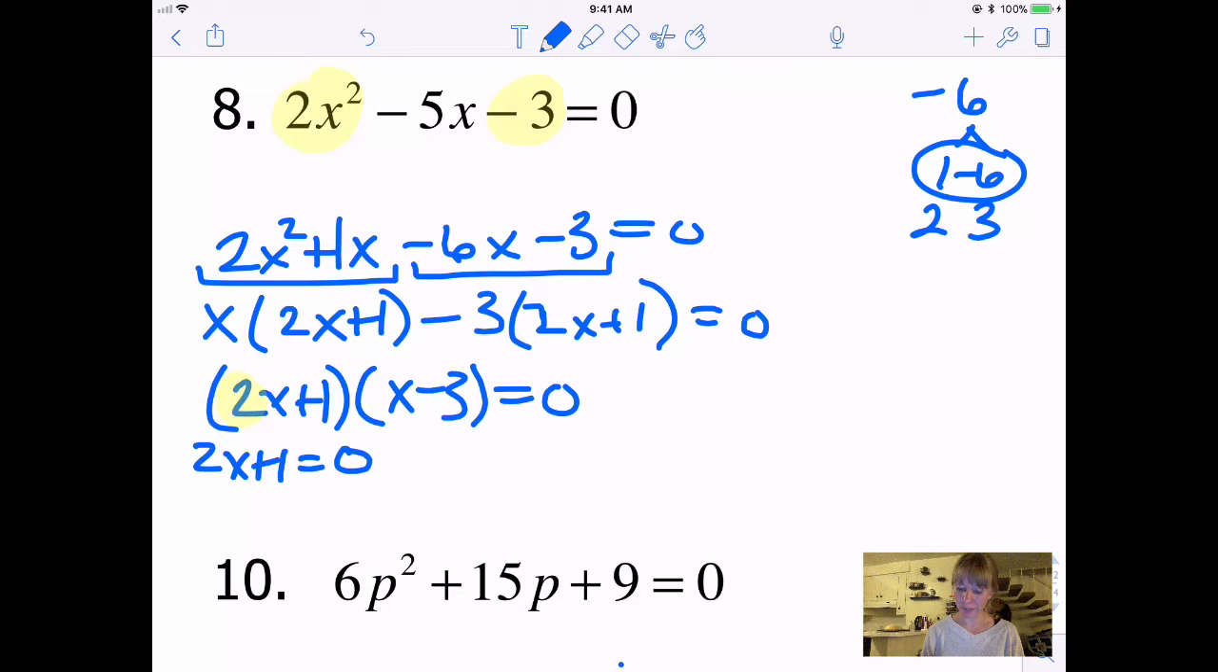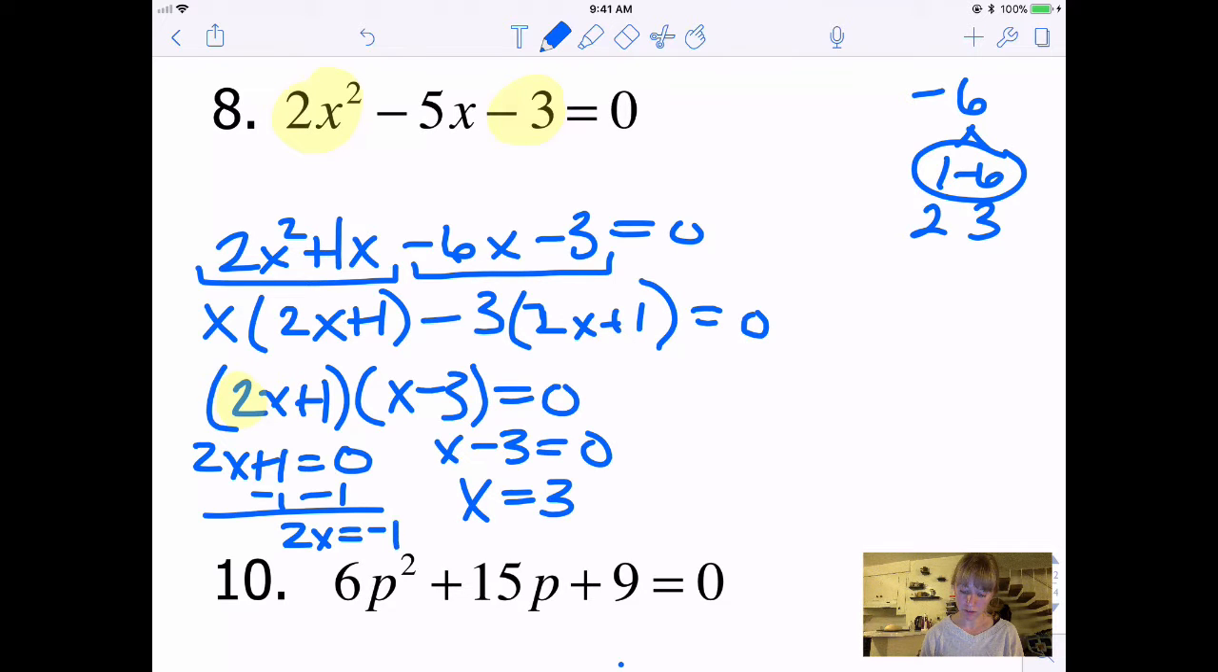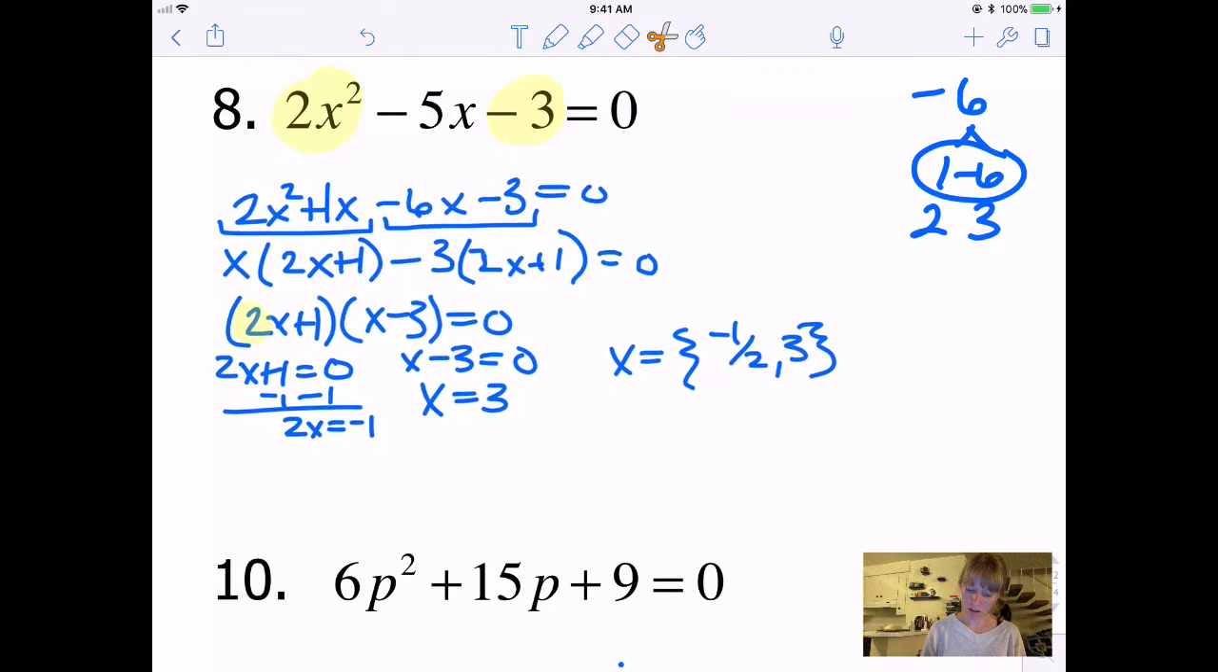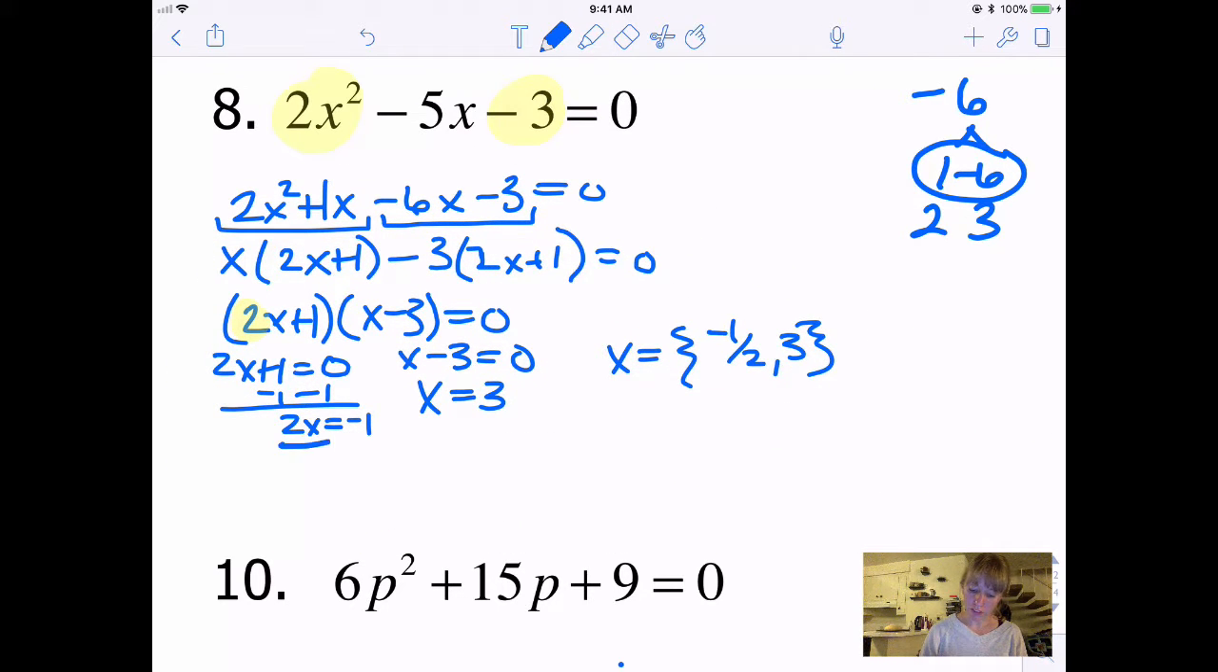So I get 2x plus 1 equals 0, or x minus 3 equals 0. This is the easier one to solve. X is equal to 3. If I subtract 1 on both sides and divide by 2, then x is negative 1/2, or 3.